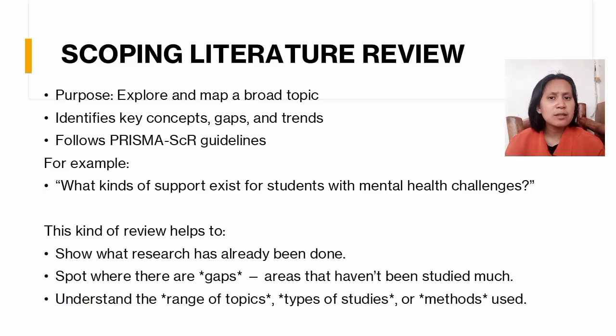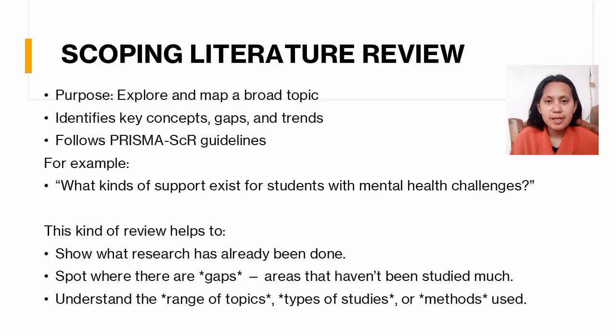So it is particularly useful when the topic is emerging or not yet well defined, or if you want to understand how much evidence exists, or if you want to identify knowledge gaps, theoretical frameworks or types of evidence available. Now, like systematic reviews, scoping reviews follow structured guidelines such as the PRISMA scoping review checklist.